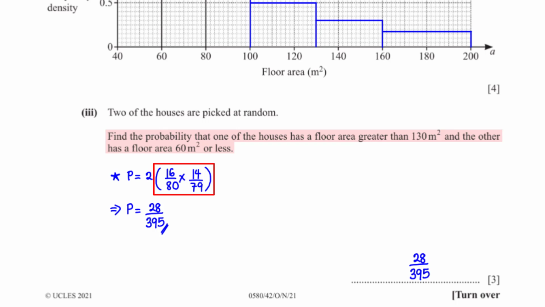The order in which the houses are picked may be reversed, which makes the number of possible orders of the picking 2, and so we multiply by 2. When we type this into the calculator, we have 28 over 395.